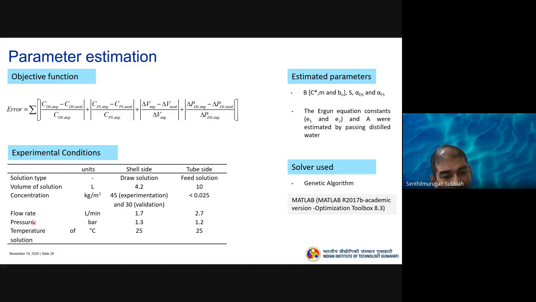And then we used a feed flow rate of around 1.7 liter per minute, which is equal to around 100 liter per hour. And the draw will be 100 liter per hour, and then the feed solution is 2.7, which is around 180 liter per hour. The pressure, as I said, in forward osmosis we don't apply a high pressure. So both sides are almost equal pressure, which is around 1.3 bar and 1.2 bar, which is normal pressure for a membrane separation process. And the temperature of the solution we maintained around 25 because our interest was to keep it at constant temperature using a temperature bath.